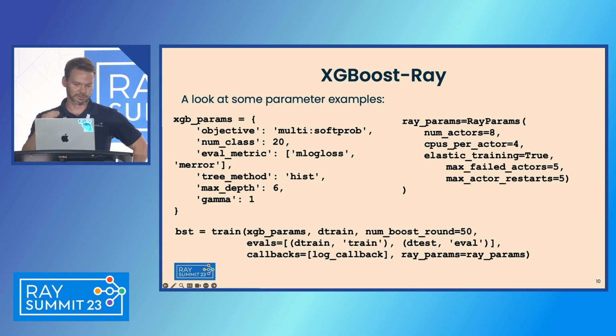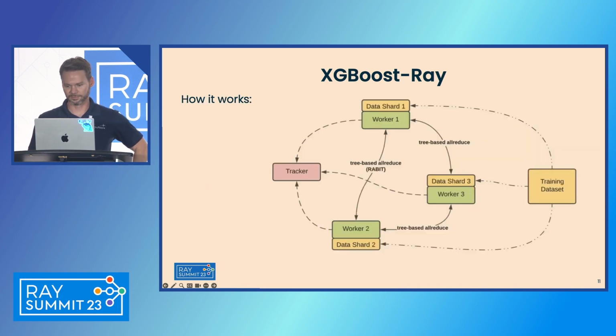And our code is really not much more complicated than this. It's just really simple. So this is a high-level diagram of how distributed training works in XGBoost.